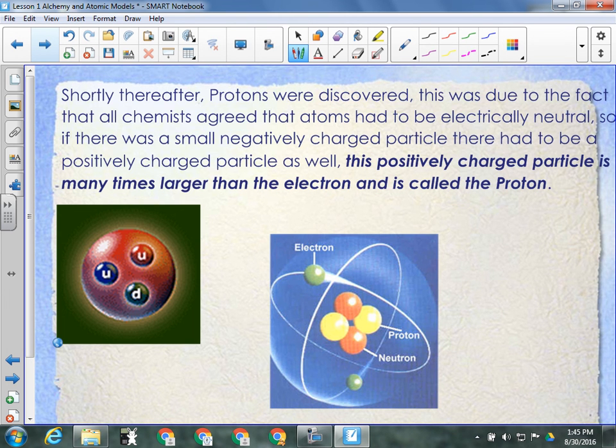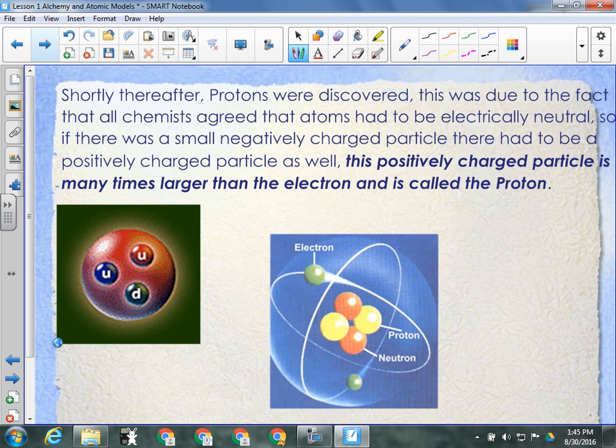So shortly after that, protons were discovered. Obviously it's a positively charged particle, not a big solid mass that's positive, but small particles that are positive. The key thing here is that the number of protons and the number of electrons have to be equal, because an atom doesn't have a charge. That means the amount of positives and the amount of negatives have to be the same. They knew that from the get-go. So they said, all right, these are the 2 particles that make up an atom.